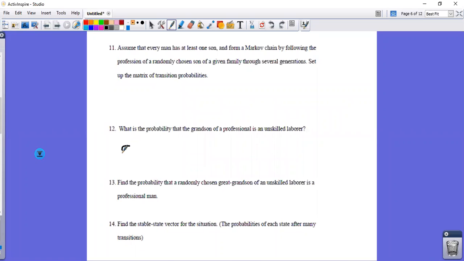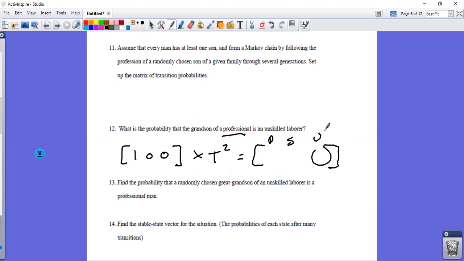So in that case, it's starting with the grandson of a professional. So you start with a professional times your transition matrix, and son would be 1 transition, grandson is 2 transitions. And then what's the probability he is unskilled? That's going to be the 3rd one.